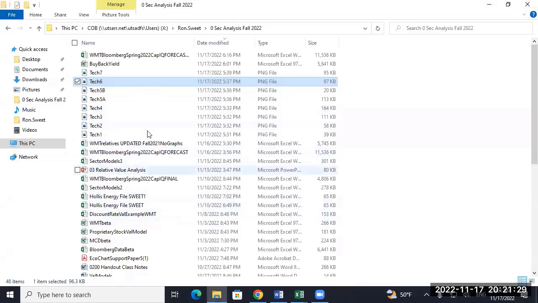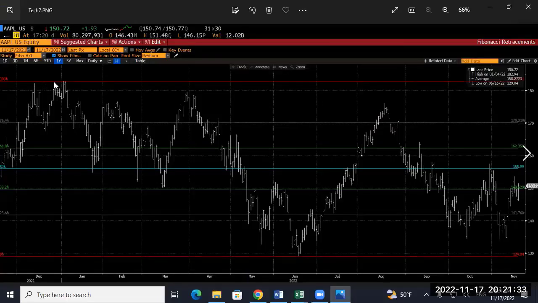So that one can be a good one. Here's the actual Fibonacci for Apple. So are you worried? Yeah. Are you excited? Yeah. It gives you some sense of, wow, I think we're getting to a point that psychologically is really, really important. So that could be a good one to do.